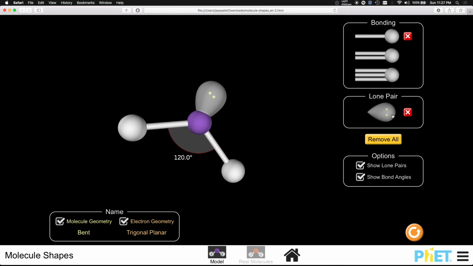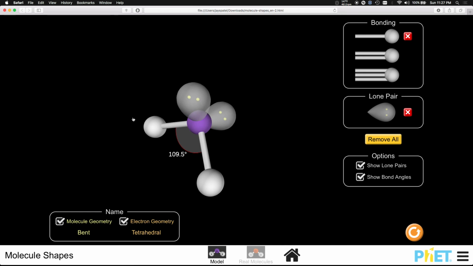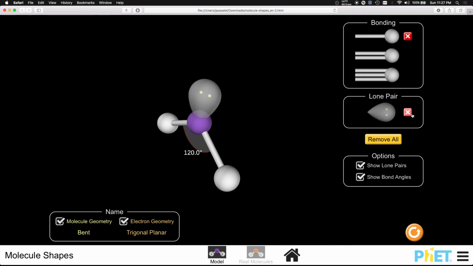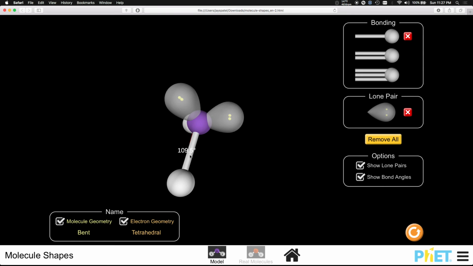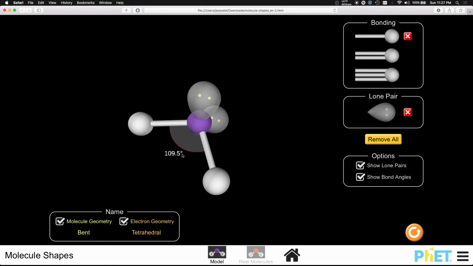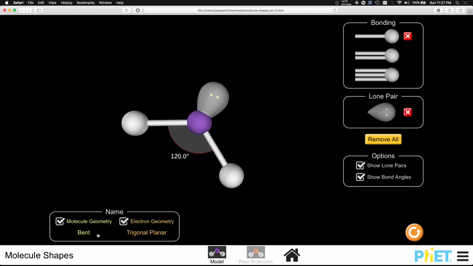If I add another lone pair, see how we've bent it a little bit more? I'll do that one more time. So I'm going to remove that lone pair and add it again. We've bent it a little bit because this extra lone pair needs that room. It needs that space, so it's going to be smaller in degree. If you look at it prior, the electron geometry changed to trigonal planar, and the molecular geometry turned to bent. So with electron geometry, the difference here is that we count these lone pairs.